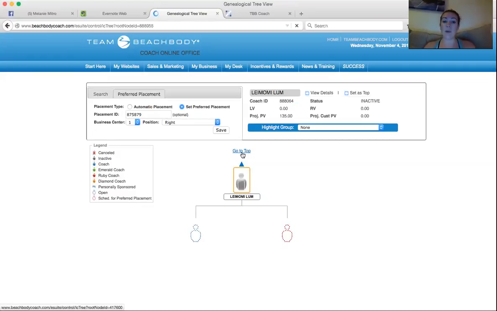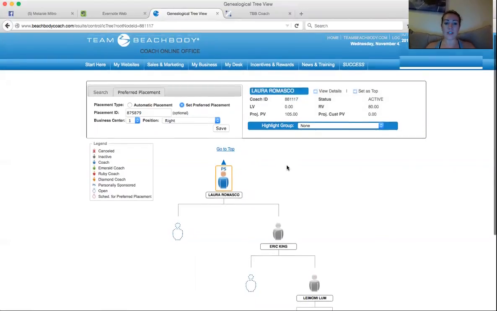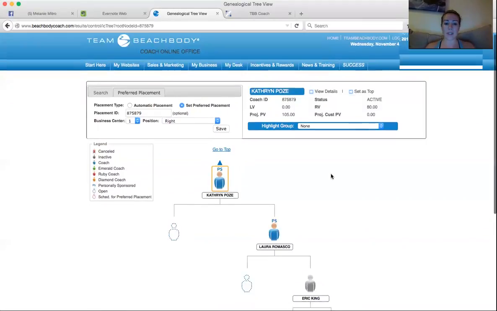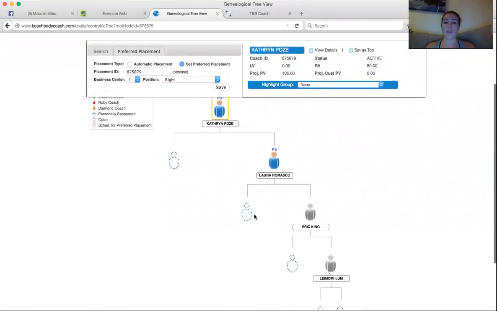Now the reason why we do this is because, all right, let's just say that you accidentally put your personally sponsored coach on the inside leg of a discount coach instead of your leg. What that means is that when that person decides to build, that volume that you help put through their business to help them cycle and make cycle bonuses won't help them because your volume only is over here.